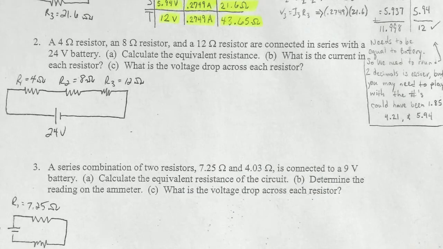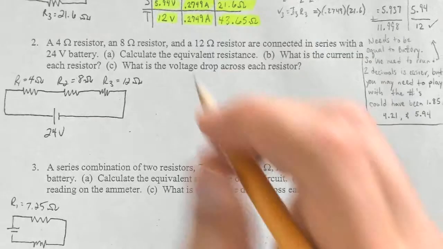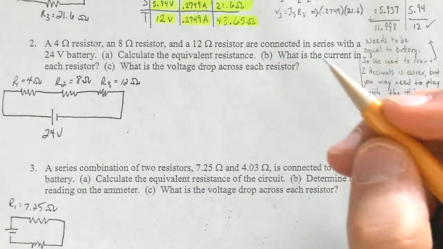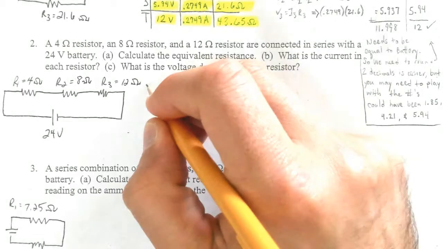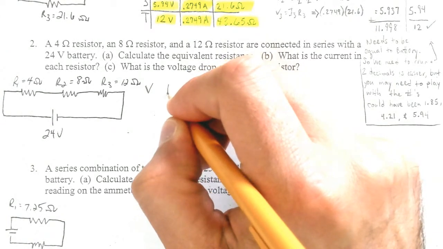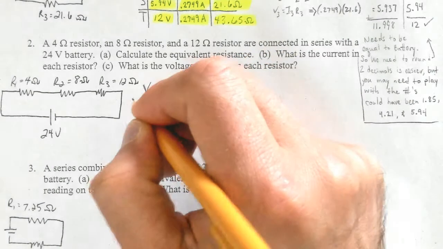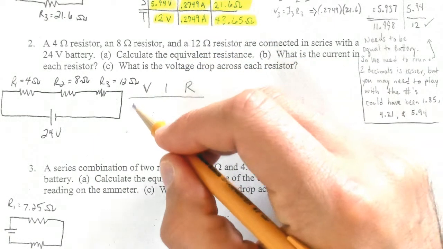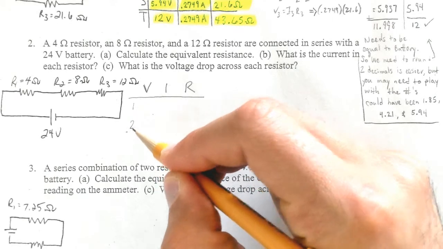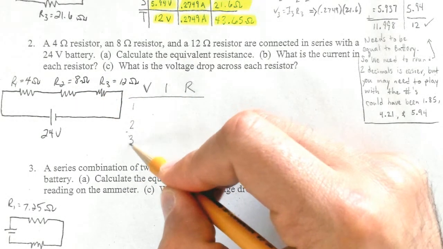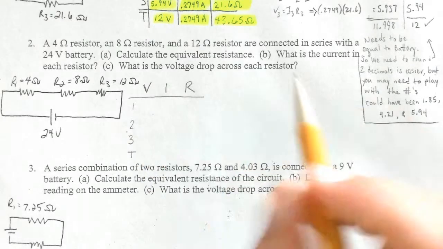So, same thing, we're going to make ourselves a little Ohm's law table here, starting with our V. Okay, so we have V, we have I, and we have R. We're just going to do this for each of them. It's just very easy to keep everything in order. There are 3 resistors, so we're going to make 3 rows, and then 1 for the total.